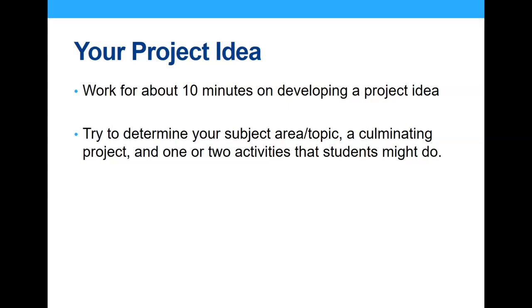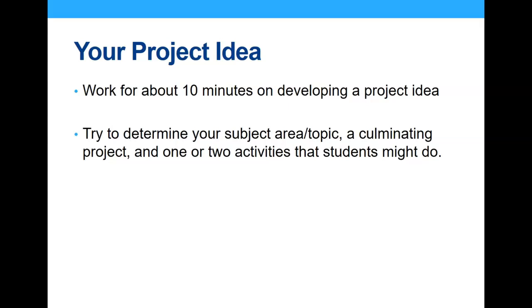And think about what kind of project you would imagine students doing at the end and a couple of activities they might do to get there. Again, just put some ideas down after seeing that video. Go ahead and do this now while some ideas are fresh, and then come on back and we will move on.